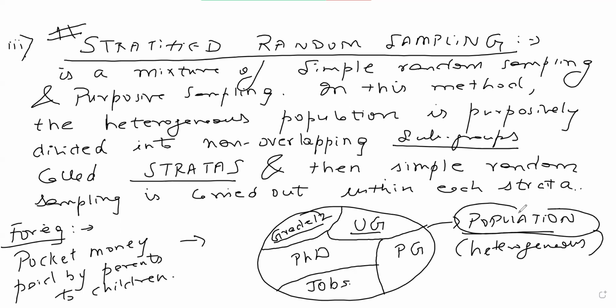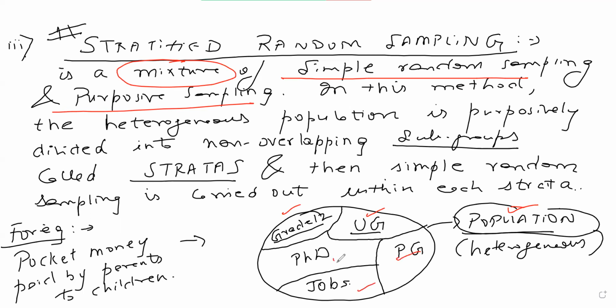That is why in the beginning I said that stratified random sampling is a mixture of simple random sampling and purposive sampling. Why? Because I have purposively divided the population into grade 12, undergraduate, postgraduate, job market, and PhD students, and once I've purposively divided my population into subgroups, within every subgroup I'm conducting simple random sampling. So stratified random sampling is like a mixture of simple random sampling and purposive sampling.